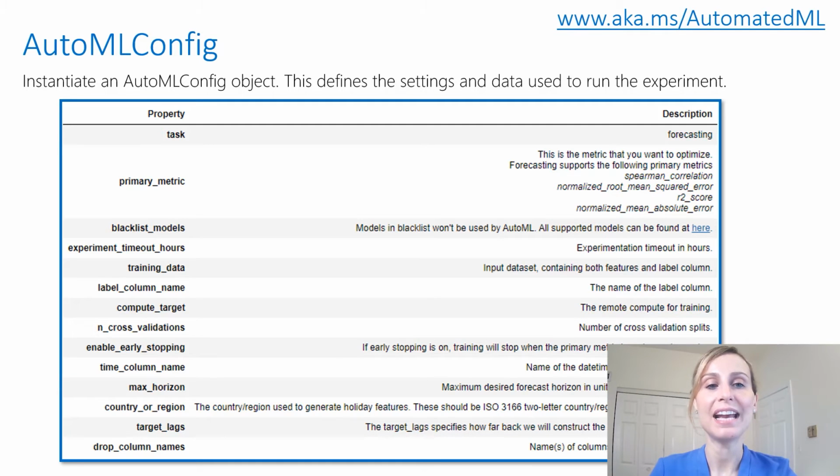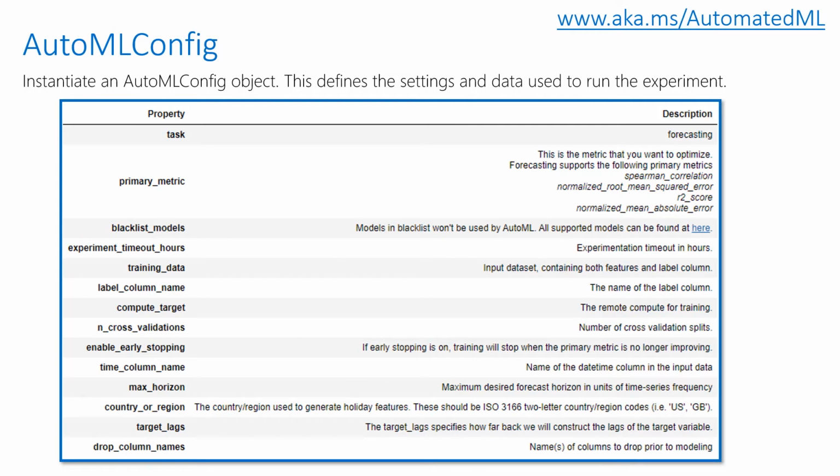Additionally, there are many other properties that you can leverage from AutoML, such as experiment timeout hours, training data, the label column name, the compute target, the number of cross validations. You can also enable early stopping. If early stopping is on, training will stop when the primary metric is no longer improving.